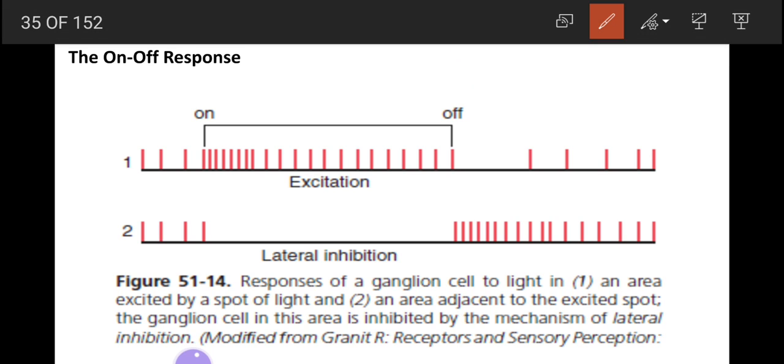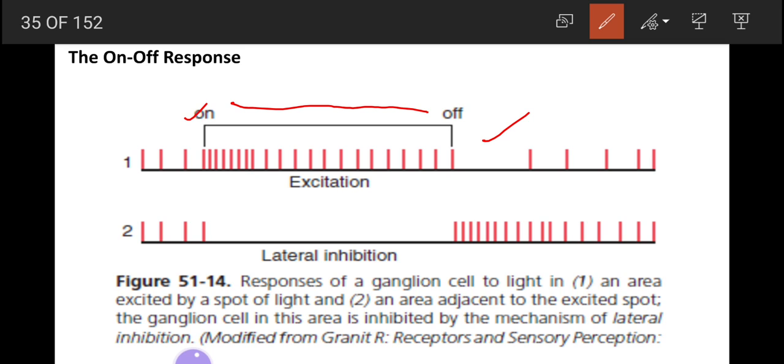The upper figure shows the response when the light is turned on. Rapid impulses for a fraction of a second when the light is first turned on, but it decreases rapidly in the next few fractions of a second.